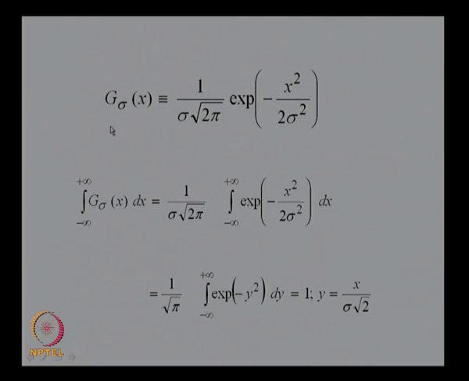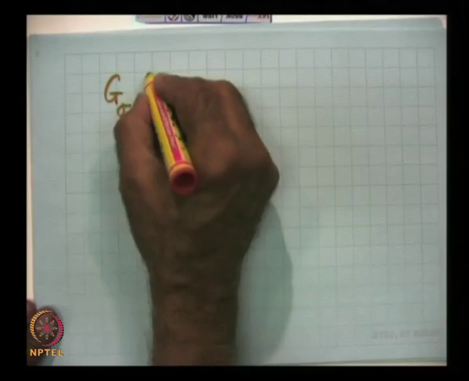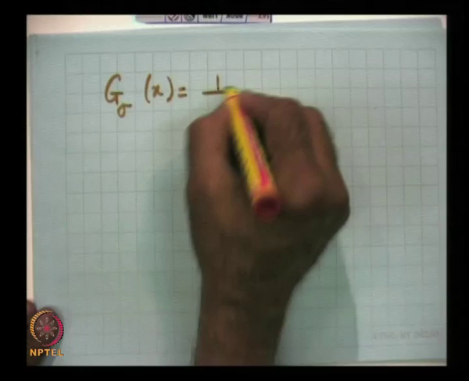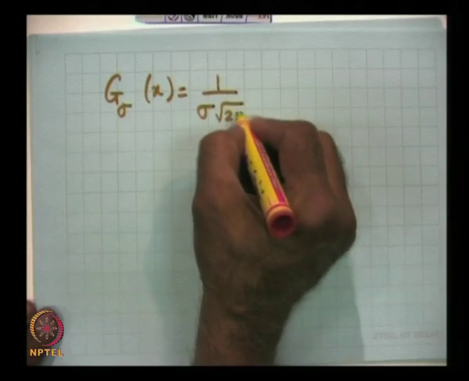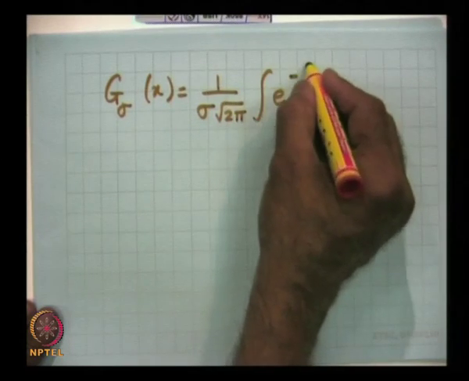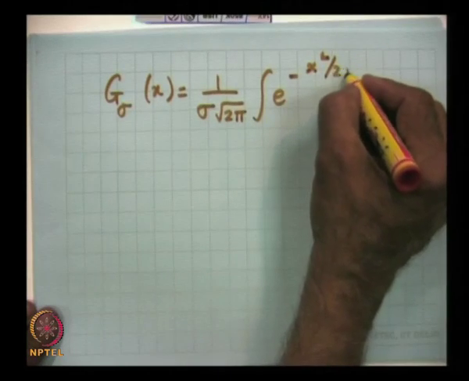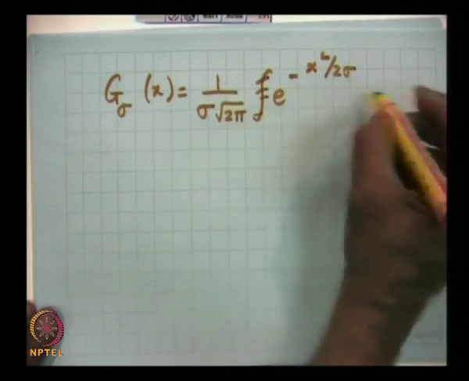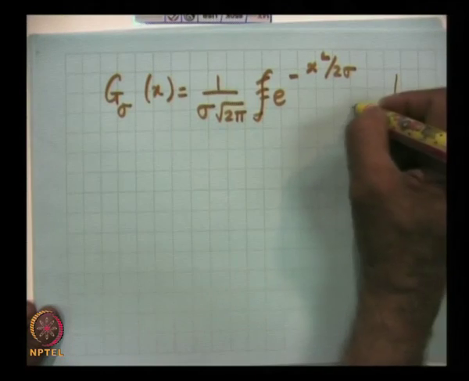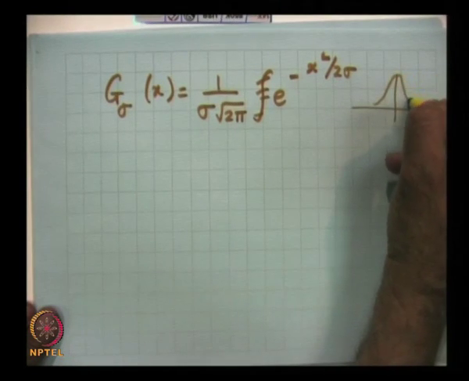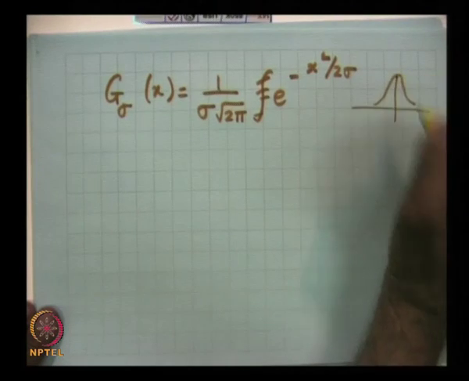So, let me consider the Gaussian function. The Gaussian function, I write it as 1 over sigma under root 2 pi e to the power of minus x square by 2 sigma square. So, let me write a Gaussian function like this: g sigma of x is equal to 1 over sigma under root of 2 pi e to the power of minus x square by 2 sigma square. Sorry, there is no integral sign here. So, it's a dumbbell function like this. It's a Gaussian function peaked at x equal to 0.